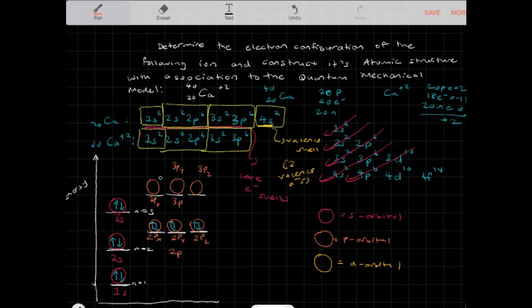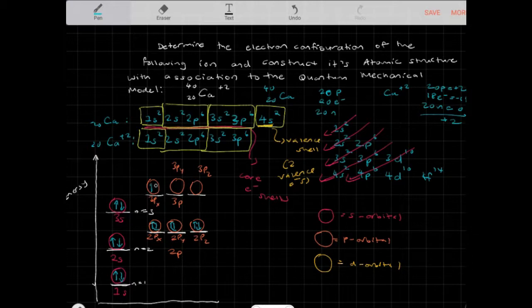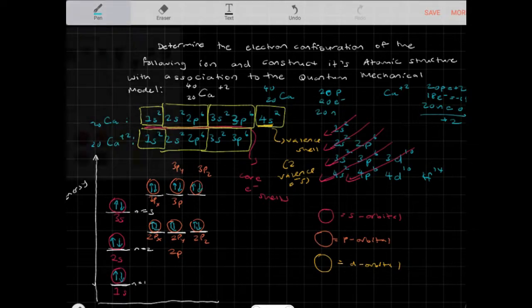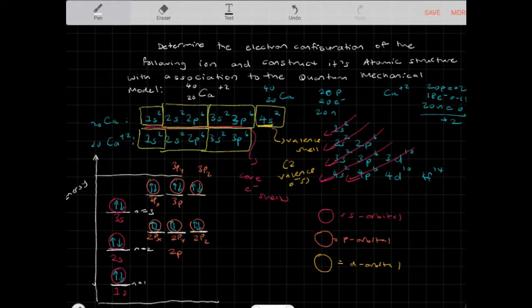But we only need this subshell. We don't need to consider the d subshell. So now we need to accommodate for all of these electrons, right? So half fill first and then spin pair, and that's all 18 electrons. So you guys can see here that all of this is the third energy level.